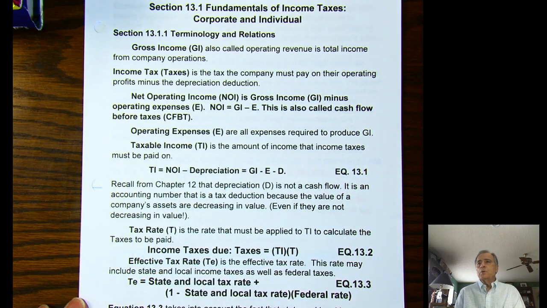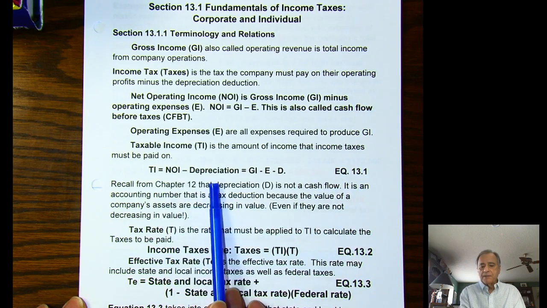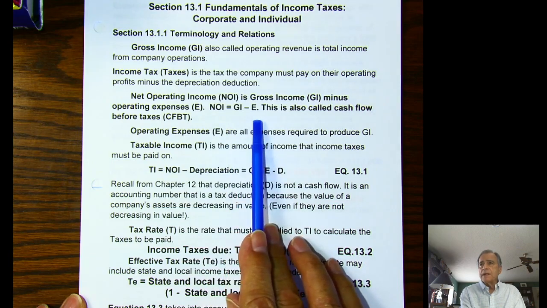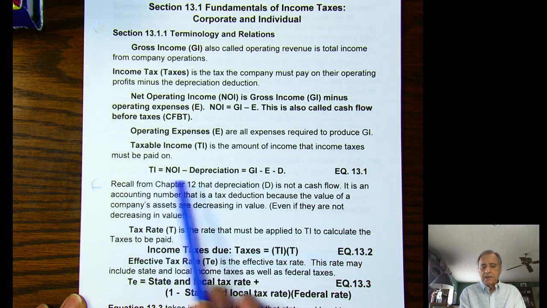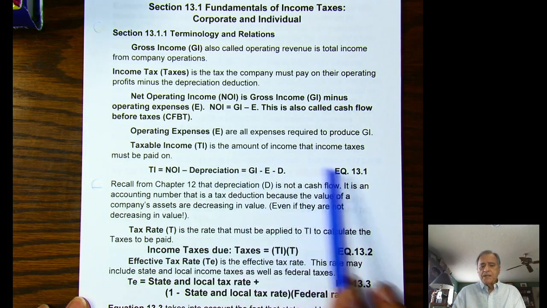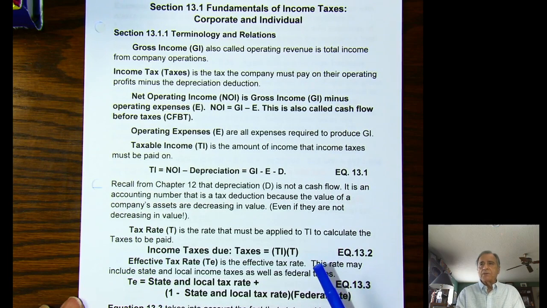Okay, so taxable income is defined by equation 13.1, which is net operating income minus depreciation. And remember, net operating income is defined as gross income minus expenses. So taxable income is gross income minus expenses minus depreciation. The reason depreciation is separated out is because it's not a real operating expense. It's an accounting for the decrease in value of the assets of the corporation or the business, whatever kind of business it is.